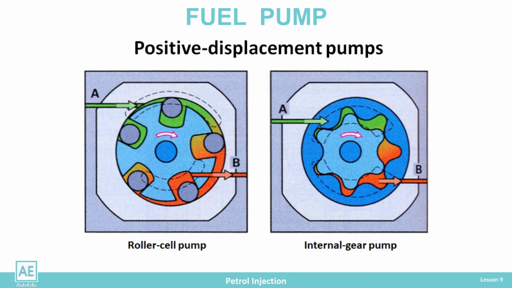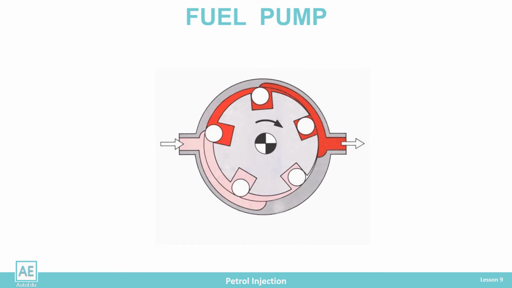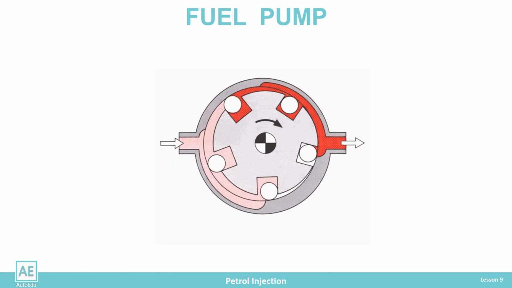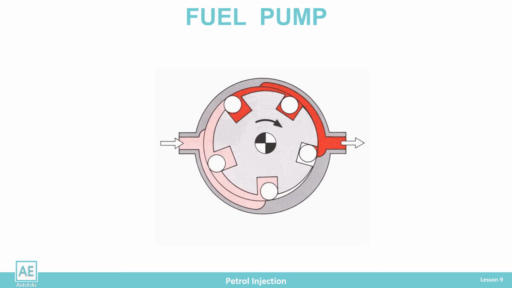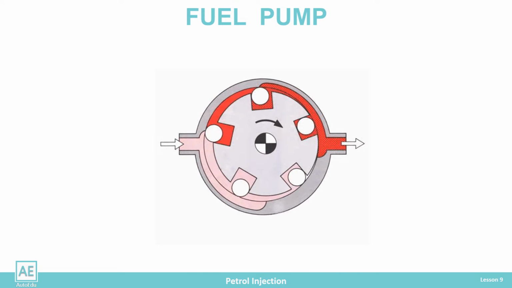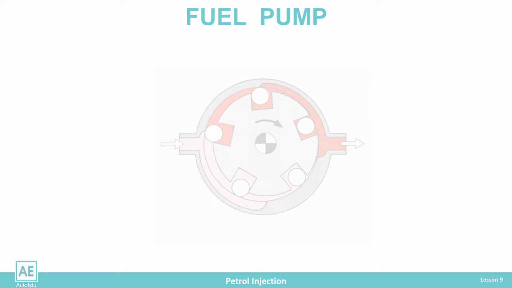In a roller cell pump, the metal rollers float freely in the channels between the rotating and fixed parts of the impeller. When the rotor rotates, due to centrifugal force, the rollers are thrown out and close the fuel chambers. The impeller at the inlet sucks fuel from the tank and at the outlet expels the fuel under pressure, pushing it through the pump into the supply system.